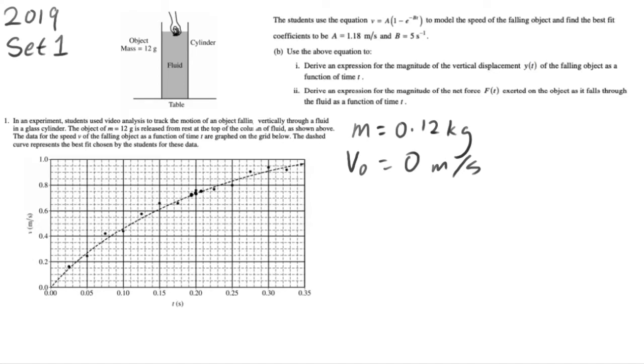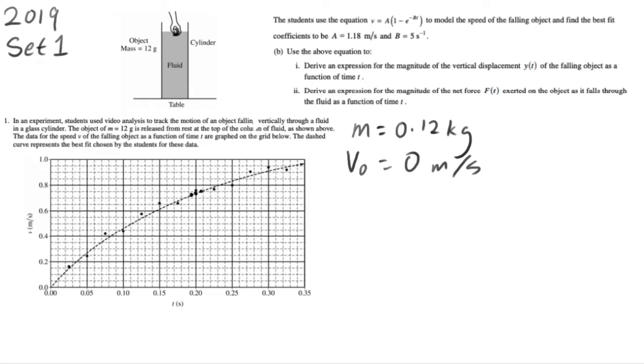The students use this equation to model the speed of the falling object to find the best fit. Coefficients are a equals this and b equals that. Part B: use the above equation to derive an expression for the magnitude of the vertical displacement y(t) of the falling object as a function of time. One key point is "derive an expression." This question explicitly says to use the above equation to derive, so you must use the above equation to start your process.